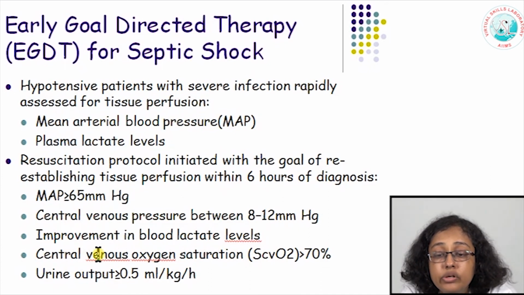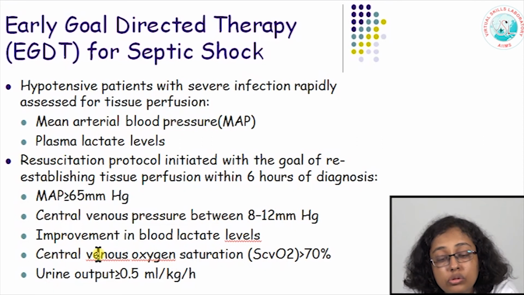Hypotensive patients with severe infection should be rapidly assessed for tissue perfusion using the mean arterial pressure and the plasma lactate levels. And the resuscitation protocol using normal saline and vasopressors should be initiated with the goal of re-establishing tissue perfusion within 6 hours of diagnosis. This is critical. The 6 hours is critical because it has been shown to associate with improved outcomes.